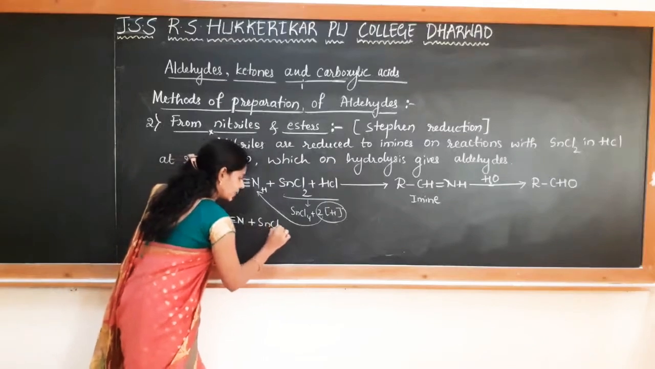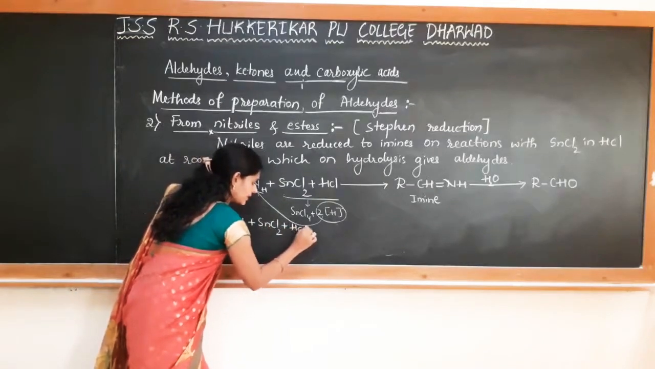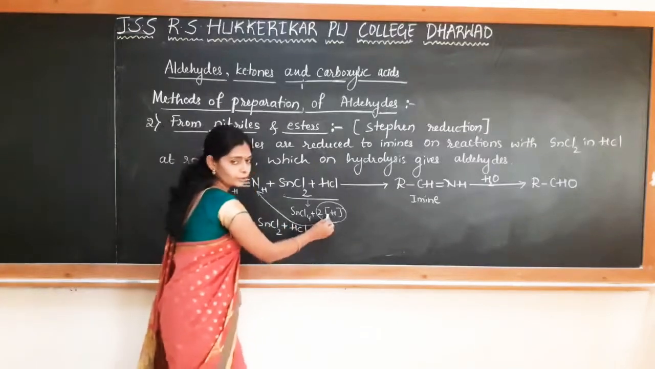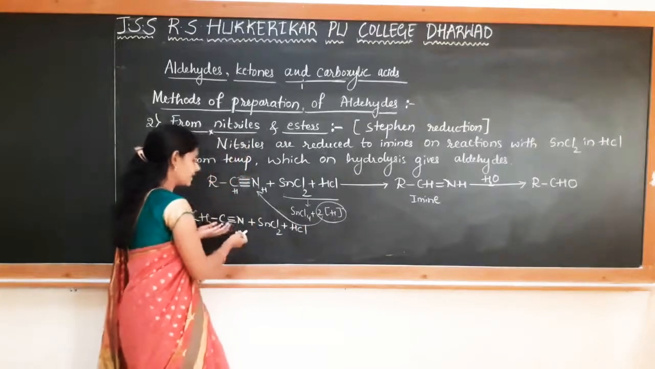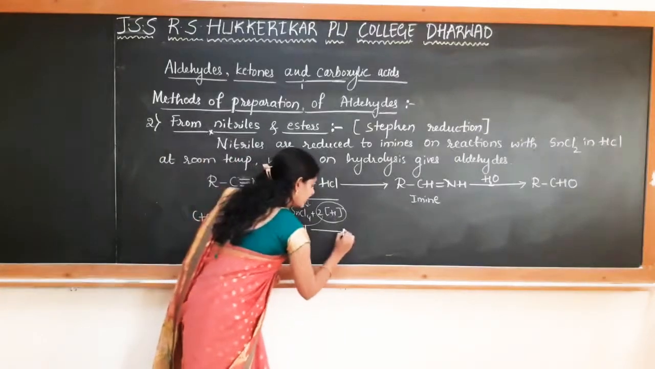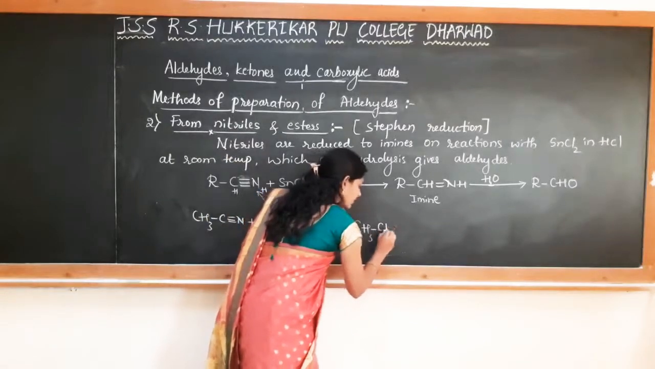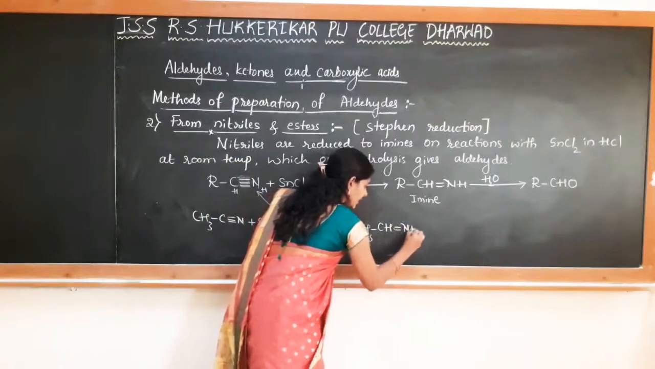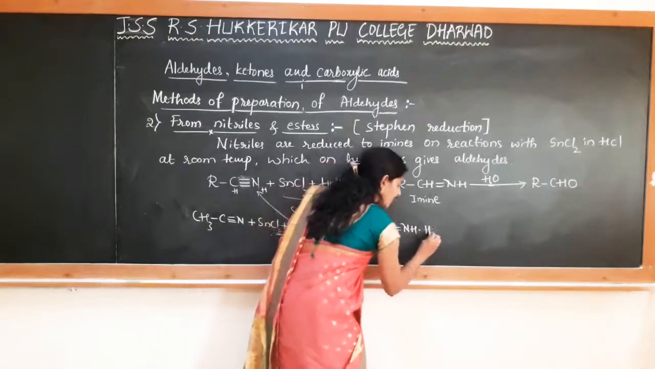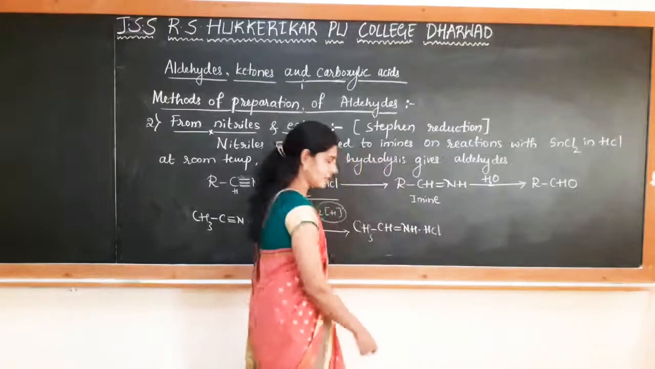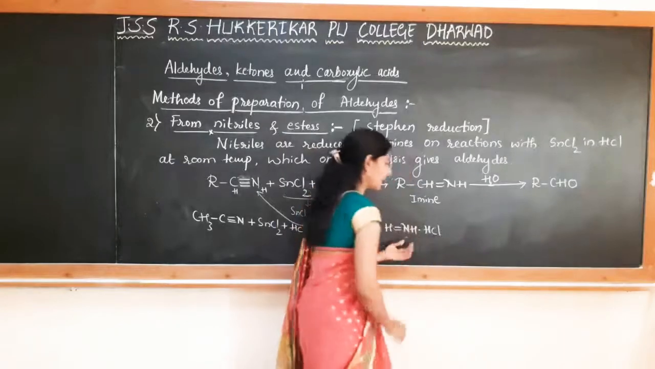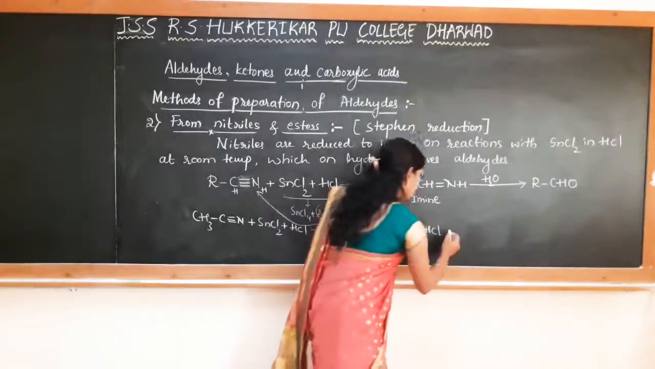For example, if I write here CH3 C triple bond N, acetonitrile, when it is treated with stannous chloride in presence of HCl, as I said, the 2 moles of nascent hydrogen help in the reduction. So what happens here, there is a formation of CH3CH=NH. Actually here we will be having HCl in excess, so the imine hydrochloride will be formed.